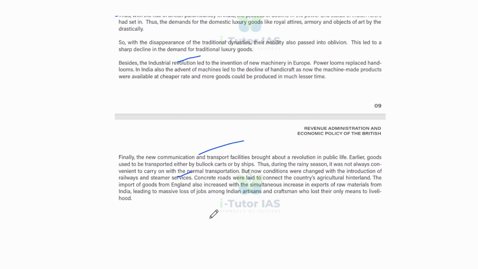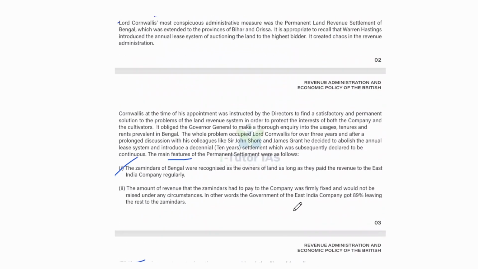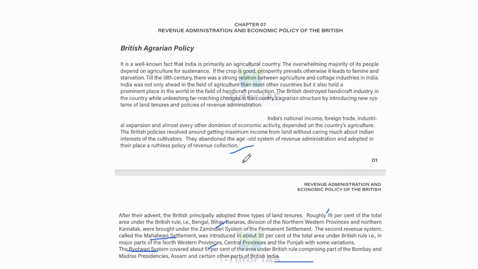So this is about the economic policies and revenue administration of the British. And so far we discussed the objectives of the British agrarian policy, and the Permanent Settlement, Ryotwari Settlement, and Mahalwari system of land revenue, and the economic impact of British land revenue administration, and the Indian handicraft industry and its importance, British policy of exploitation, and the decline of Indian handicraft and industry due to the Industrial Revolution in England. So we discussed this in this chapter.